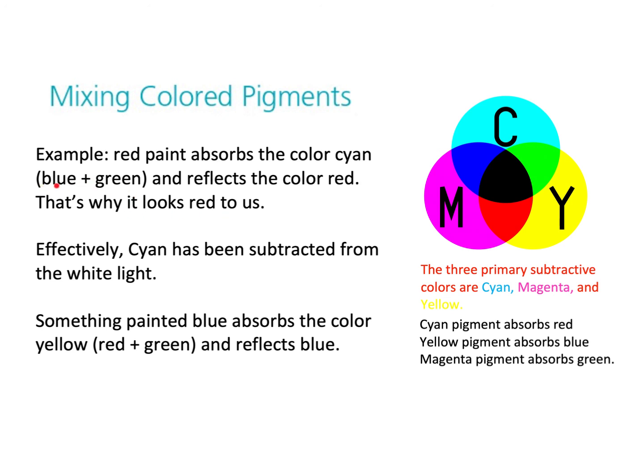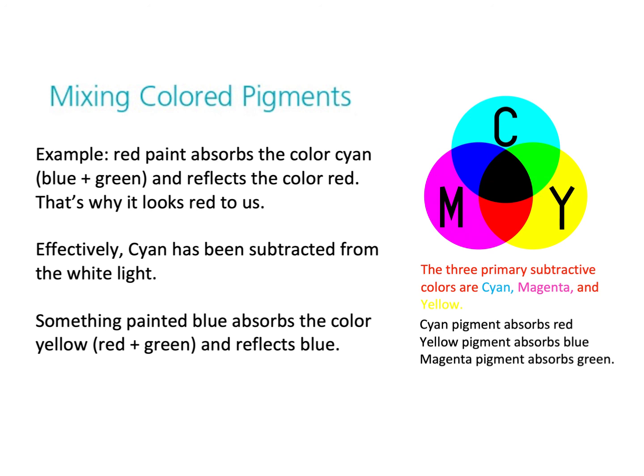The two colors that are absorbed, green and blue, those are the color cyan. And so effectively, if you have red, the color cyan, that is the blue and the green together, have been subtracted out from the white light. That's why printing colors, we say, are subtractive. And these three colors, cyan, magenta, and yellow, we say they are the three subtractive primary colors.